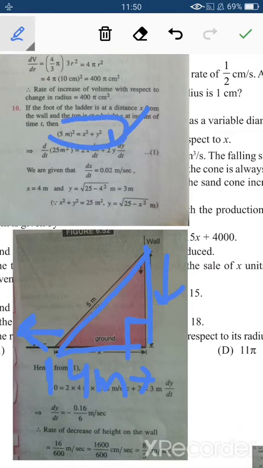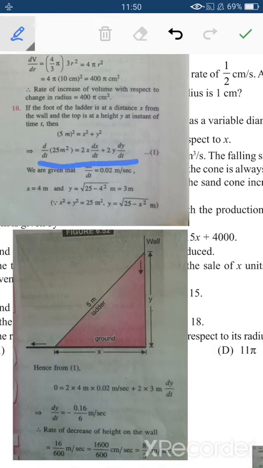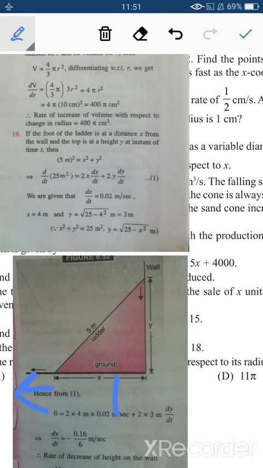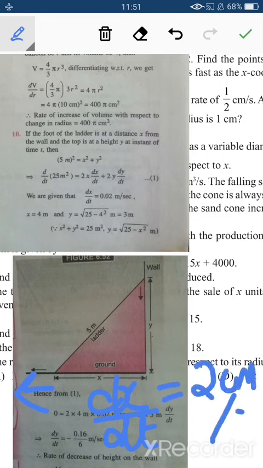So we will find the derivative of this equation with respect to time. Taking the derivative on both sides with respect to time, we get d/dt of 25 equals 2x dx/dt plus 2y dy/dt. And one thing is given: when this ladder is pulled away from the wall, dx/dt at an instant is given to us as 2 centimeter per second, or we can say 0.02 meters per second.